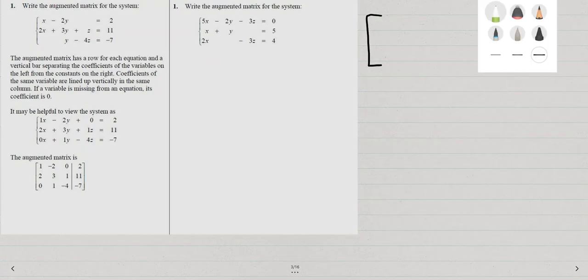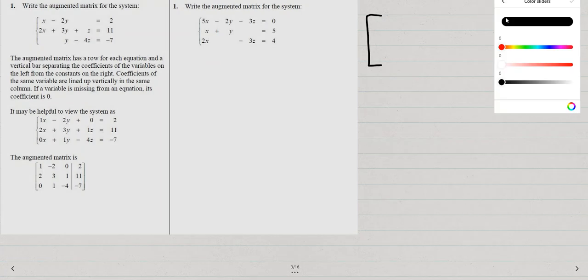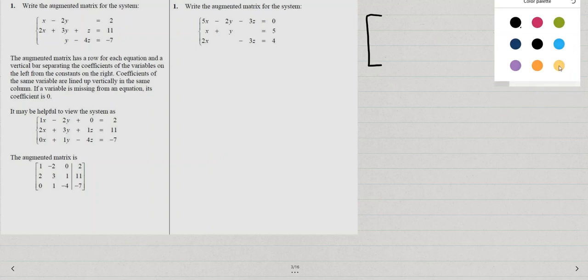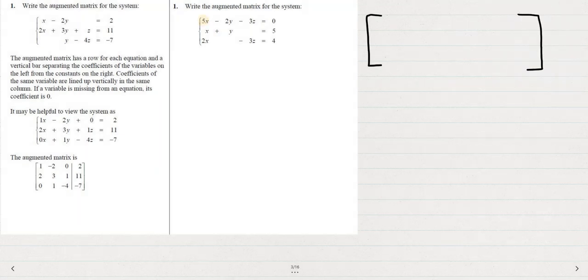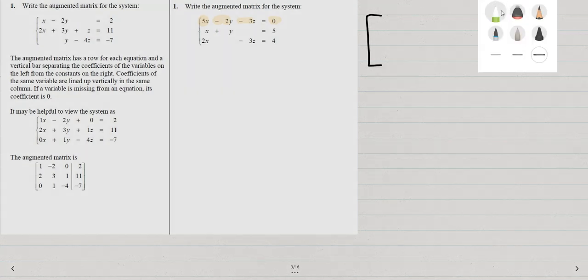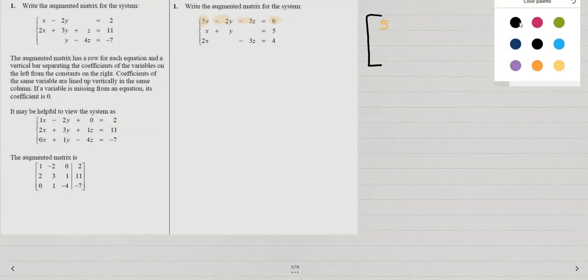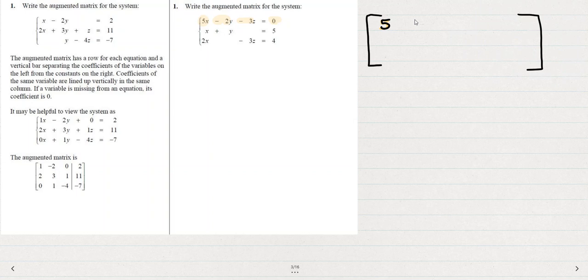What we're going to do is go into the system of equations, and pull out just the coefficients. So the 5, -2, -3, and then the constant 0. When I do that, it's going to look like this. I'd have 5, -2, -3, and then the constant 0.